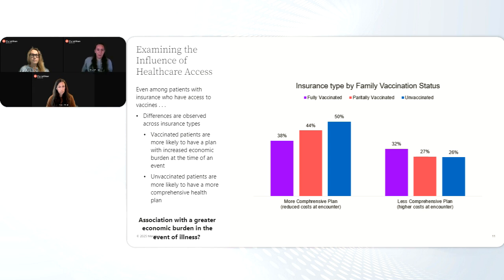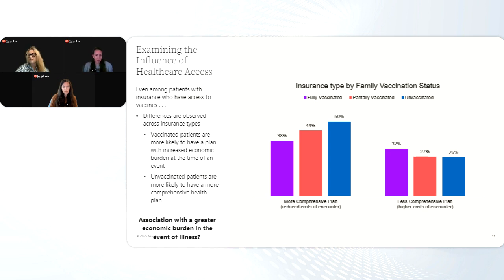And then digging a little bit deeper into the influences of health insurance on vaccination rates, a study conducted by the MarketScan team looked at influenza vaccination status among family units in the MarketScan data during the 2022-2023 influenza season, and broke out the fully vaccinated, partially vaccinated, or unvaccinated rates of the full family unit based on insurance plan.